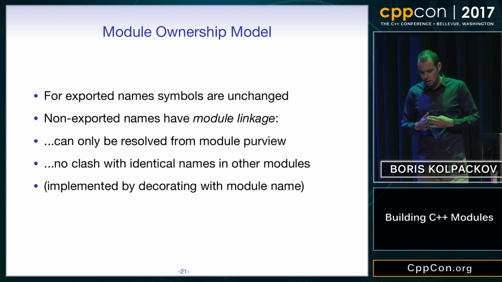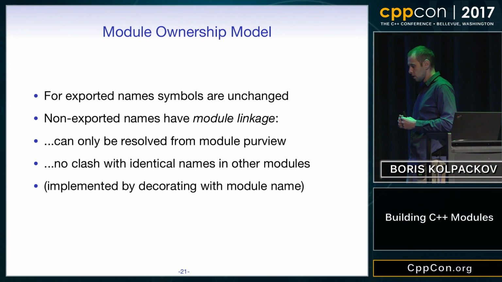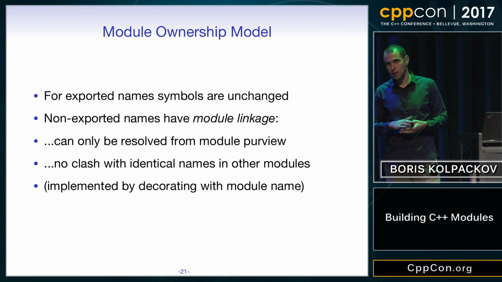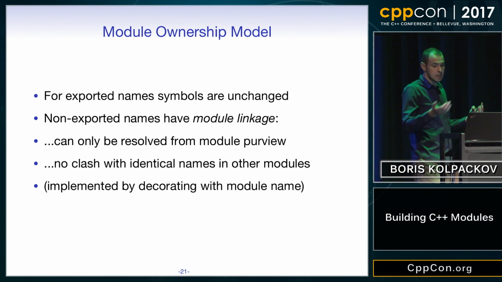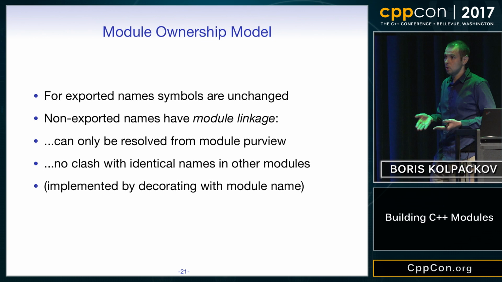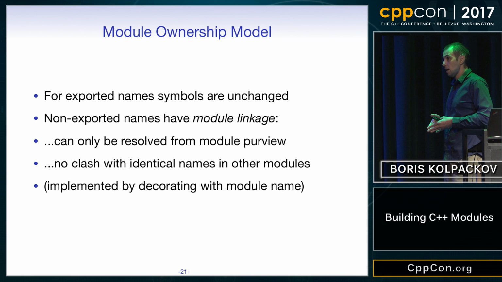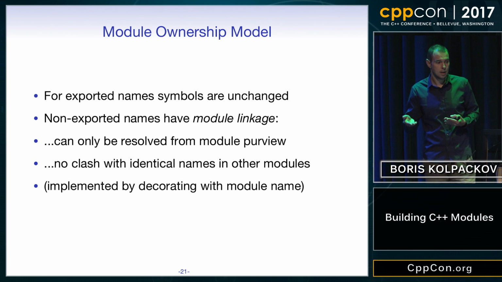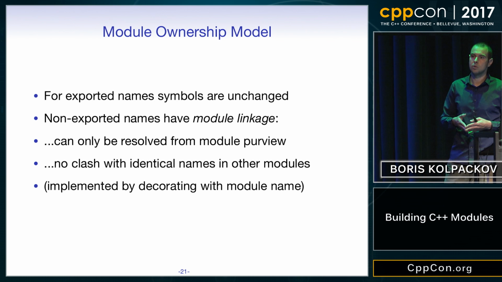So far we've been talking about names. What about corresponding symbols? This is where it gets a little bit interesting. A module has this curious ownership model as specified currently, which is called the weak ownership model. So in this model, names that are exported, their corresponding symbols are unchanged. So they look exactly the same as if we actually never used modules. Those that are not exported have what is called module linkage. And names that have module linkage are only visible in this module purview. So they are essentially private to the module.